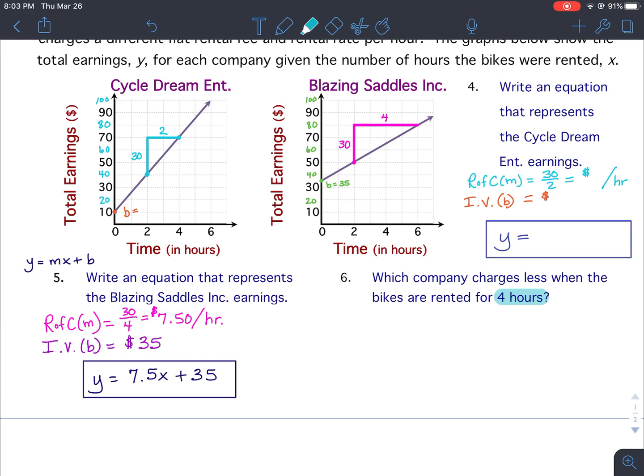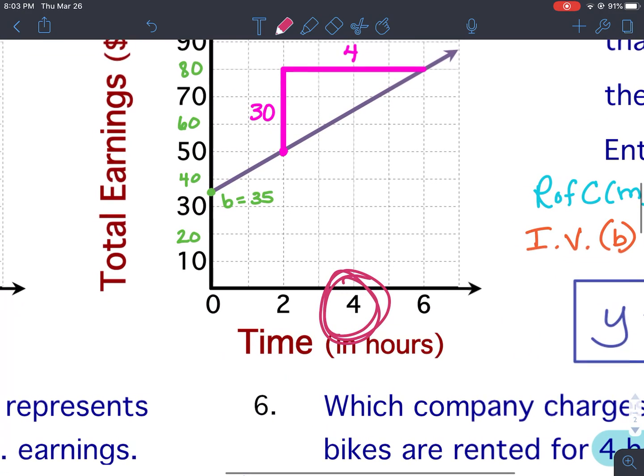I'm going to help you with Blazing Saddles, and then you're going to be on your own for Cycle Dream. So let's put Cycle Dream and Blazing Saddles. So for Blazing Saddles, they want to know how much that Blazing Saddles charges for 4 hours. So go right there to the 4 hours on the graph where I just circled, and go from the 4 up, follow that grid line up to where it touches the graph.